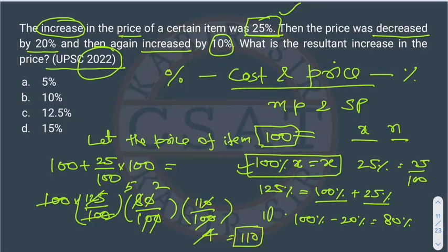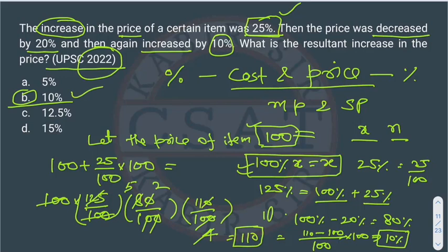So the final price of the product is 110. And what was the initial price? Initial price was 100, we assumed 100, right? So what will be the resultant change? Directly, otherwise you can use the method of current price minus initial price, upon initial price, into 100. So it will come out to 10%. Right. So what will be the answer? The answer will be option B, 10%.